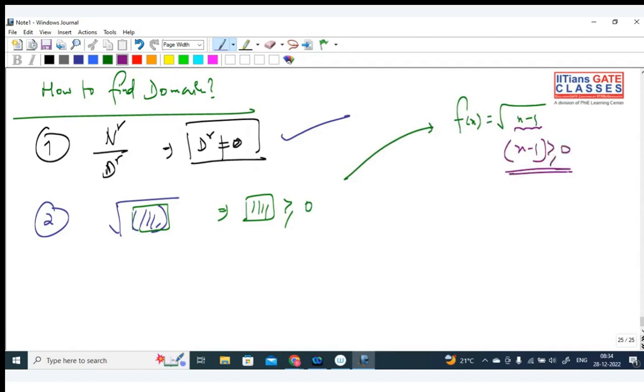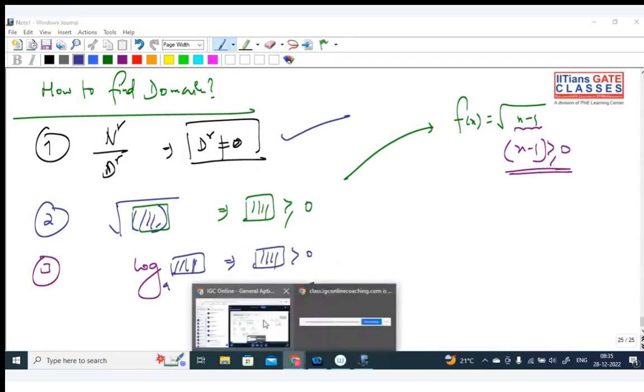And the third which you will get is log of something, right? Log of base a, and there will be something. You know the property: this should always be positive, not equal to zero in fact. Log of something, so that something should always be positive. I believe this is fine for everyone. So these are the few points which you have to keep in mind.